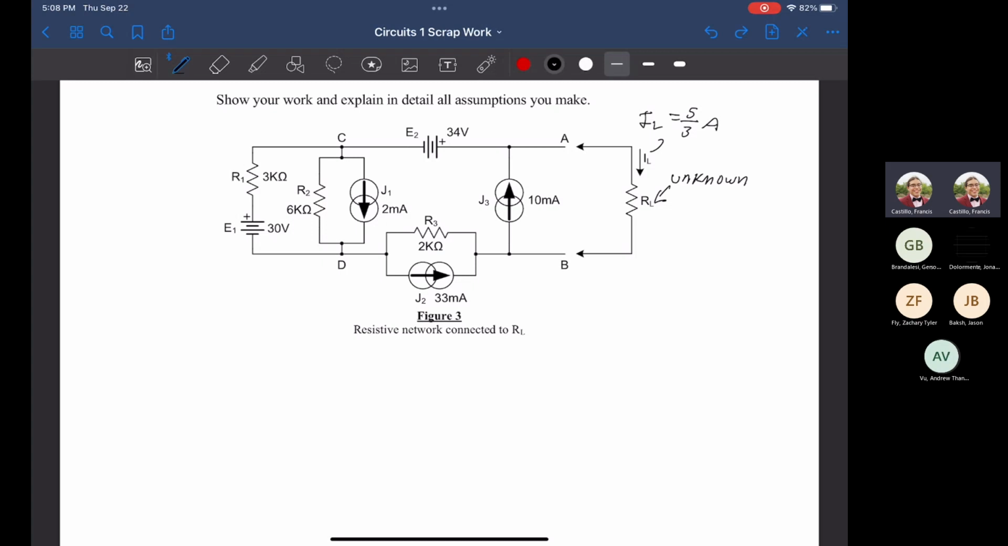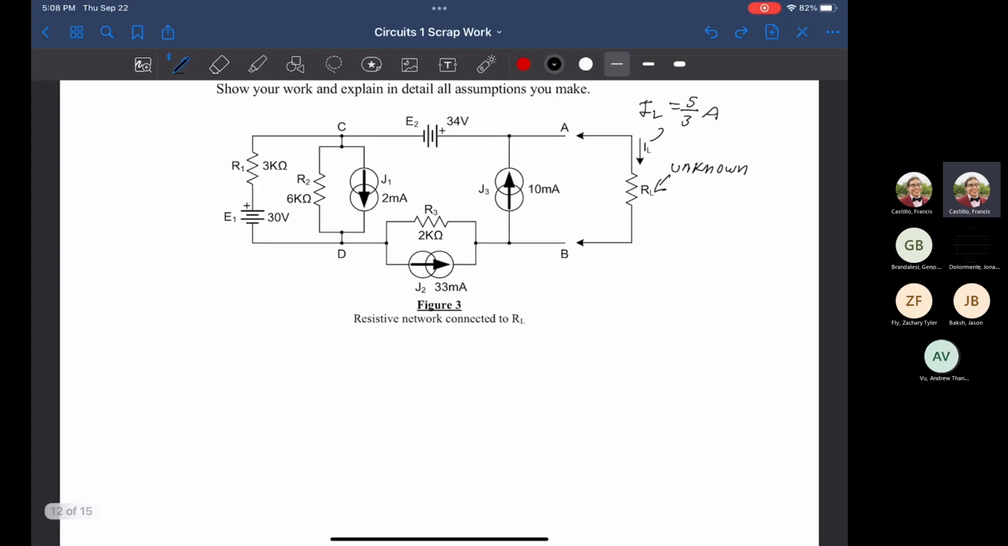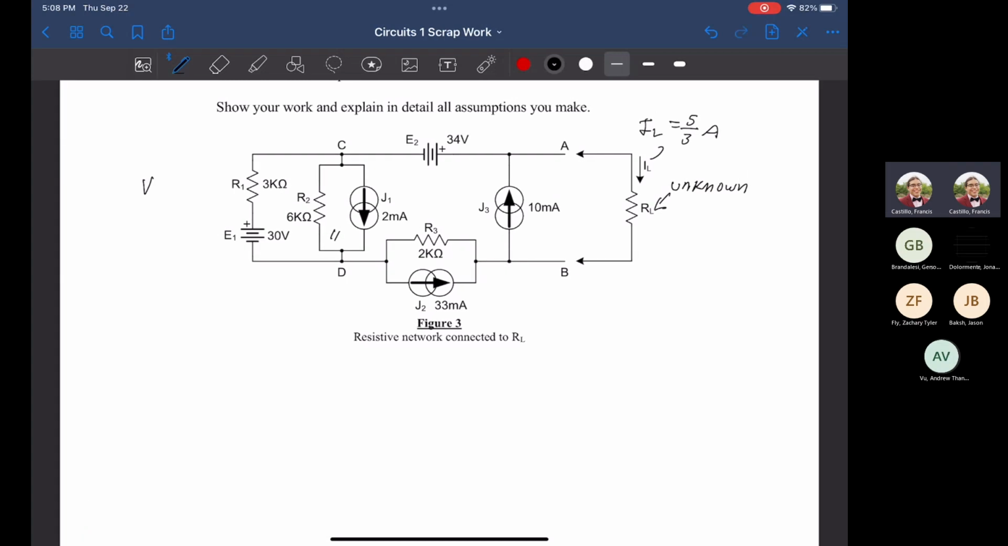So first thing I see is there are a couple things we can do. We have R2 and J1. They're in parallel with each other. This is in series, but I want to combine it in parallel, so I'm going to do a source transformation for R1. I is equal to V over R, which is going to get us 10 milliamps. And that's really the only big transformation I'm going to do there, for now at least.